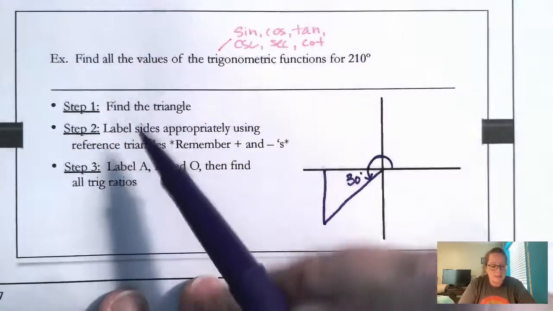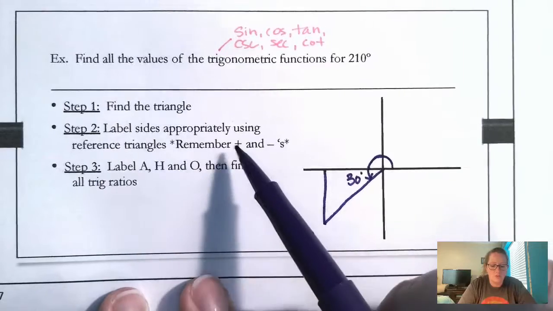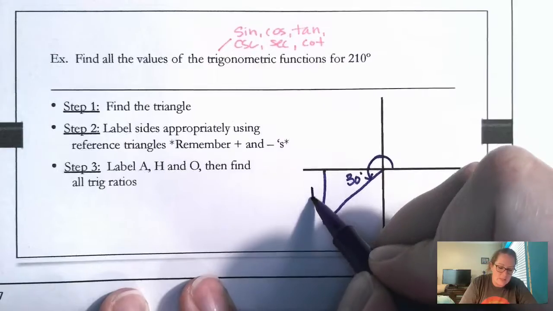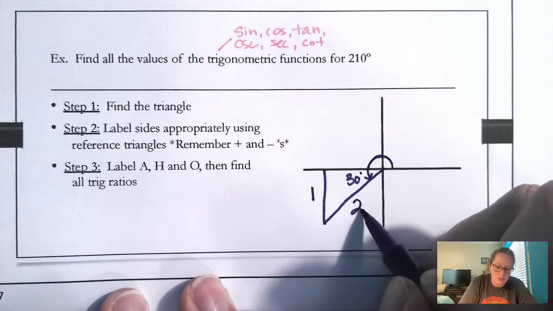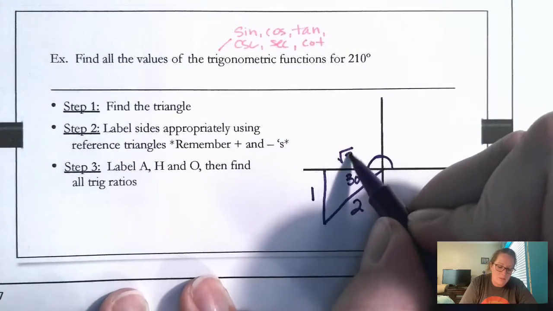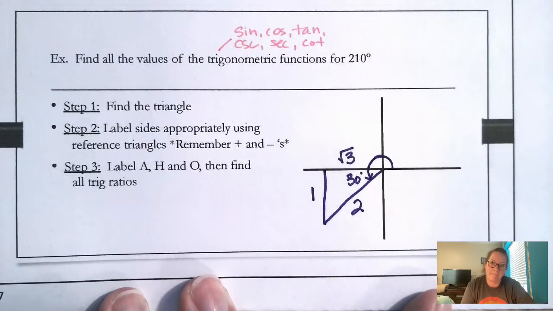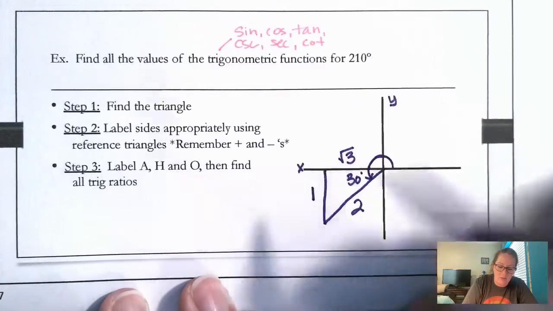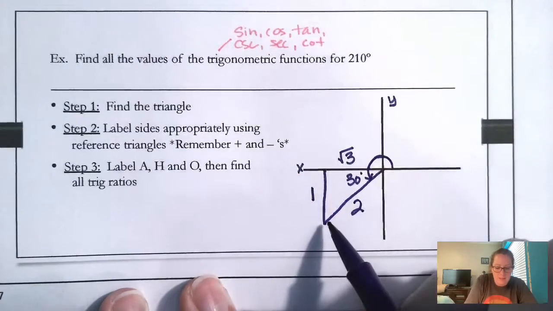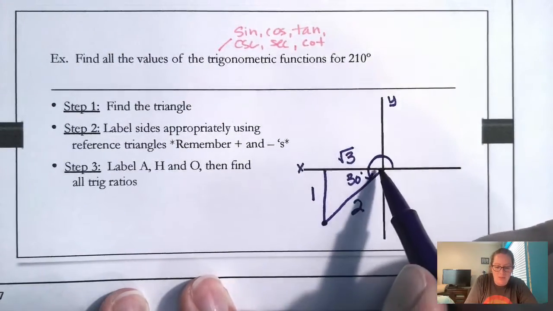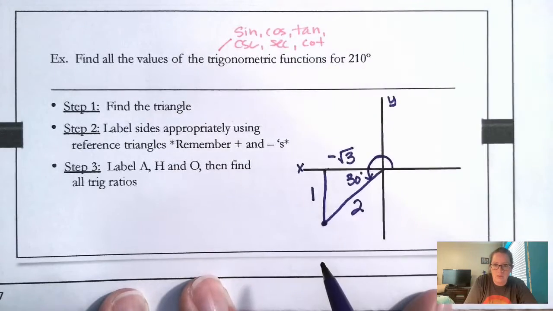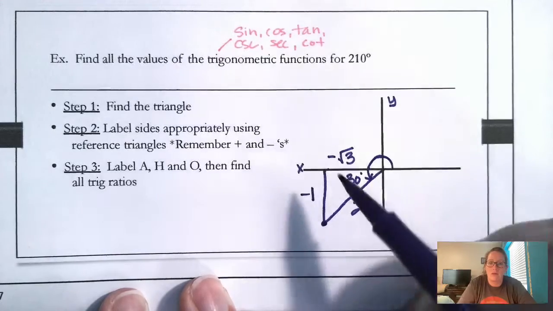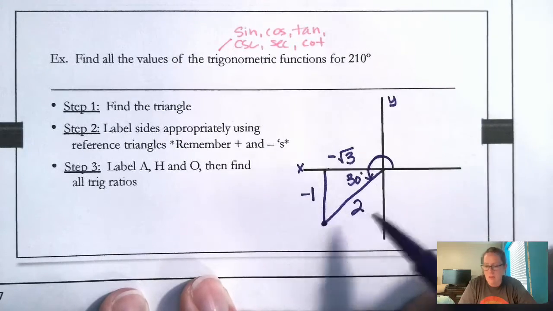And then it says, label the sides appropriately using reference triangles. Don't forget your plus or minuses. So for a 30-degree triangle, opposite is side 1. Hypotenuse is always 2. And then this is a 1, 2, root 3 triangle, so radical 3. Positives and negatives: think about this being just an XY grid, right? If this was a point down here in the XY grid, it would be negative x, so negative root 3. It would also be negative 1, so negative 1 for that value. Our hypotenuse will never, ever, ever be negative.